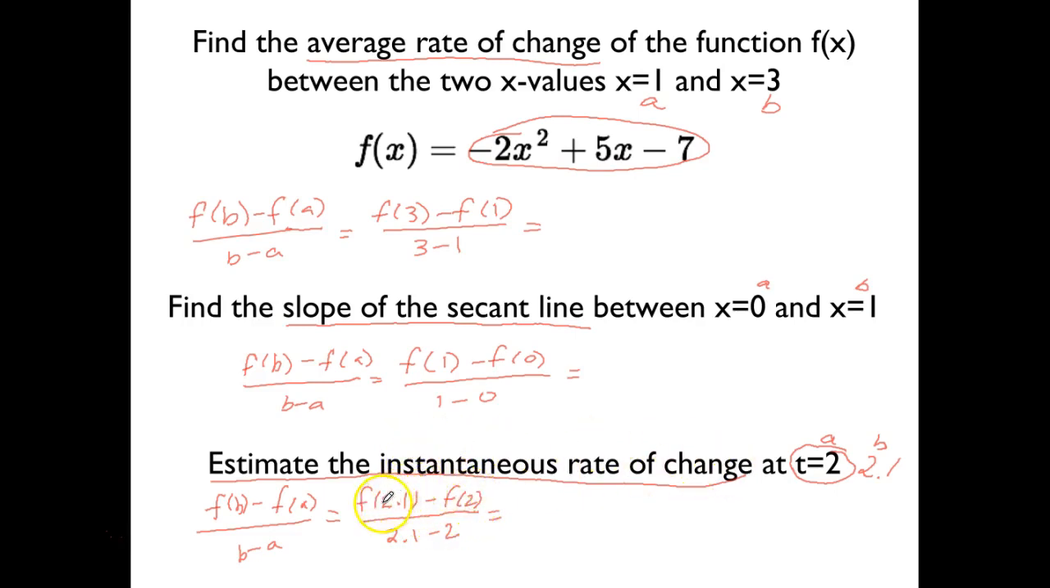Now, it's still going to be an average, because remember, this formula is for average rate of change, but it's going to be close to the instantaneous rate of change because we picked values so close to 2.